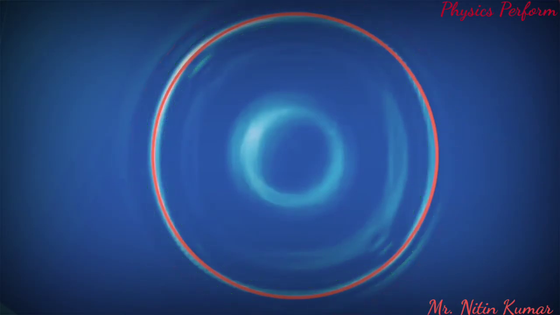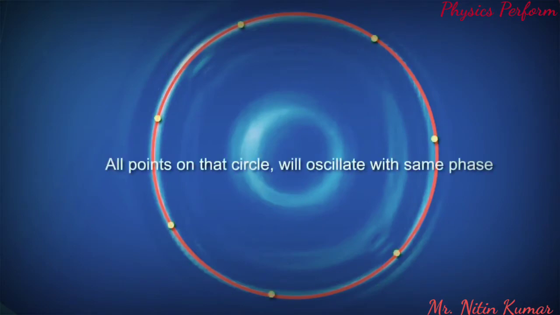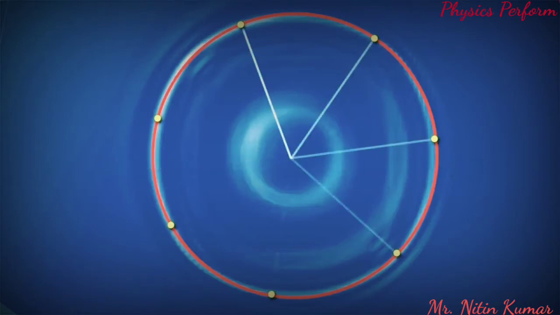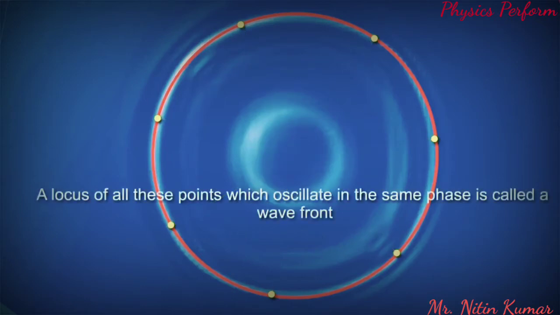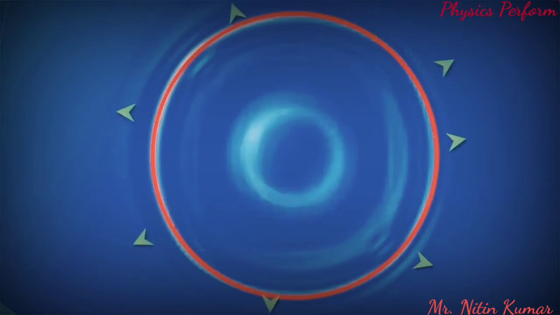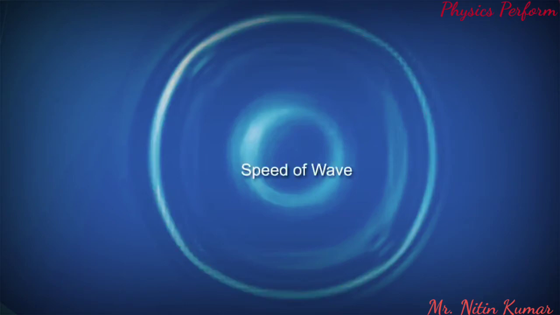If we consider any concentric circle, all points on the circle will oscillate with the same phase. This is because they are at the same distance from the point of impact. A locus of all these points which oscillate in the same phase is called a wavefront. The speed at which the wavefront moves outwards is called the speed of the wave.